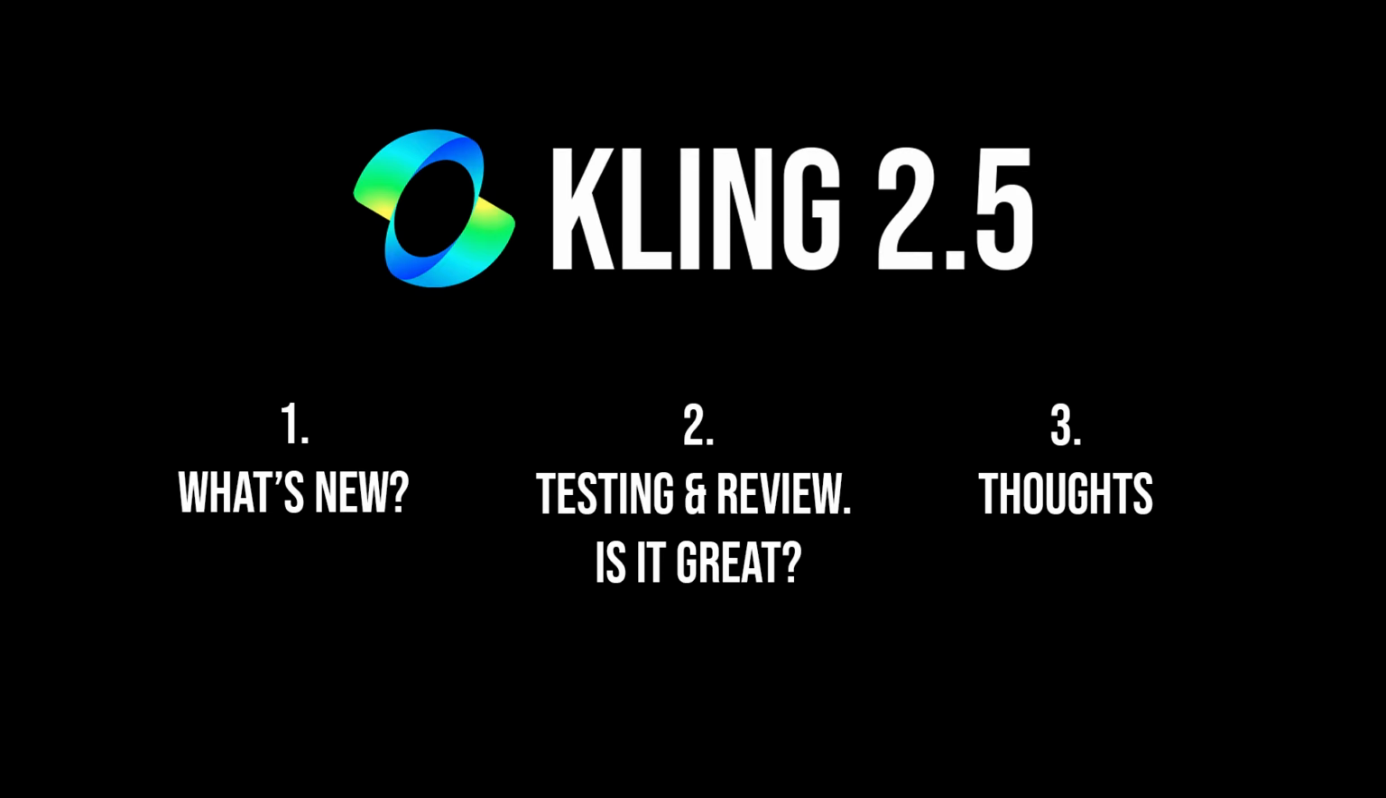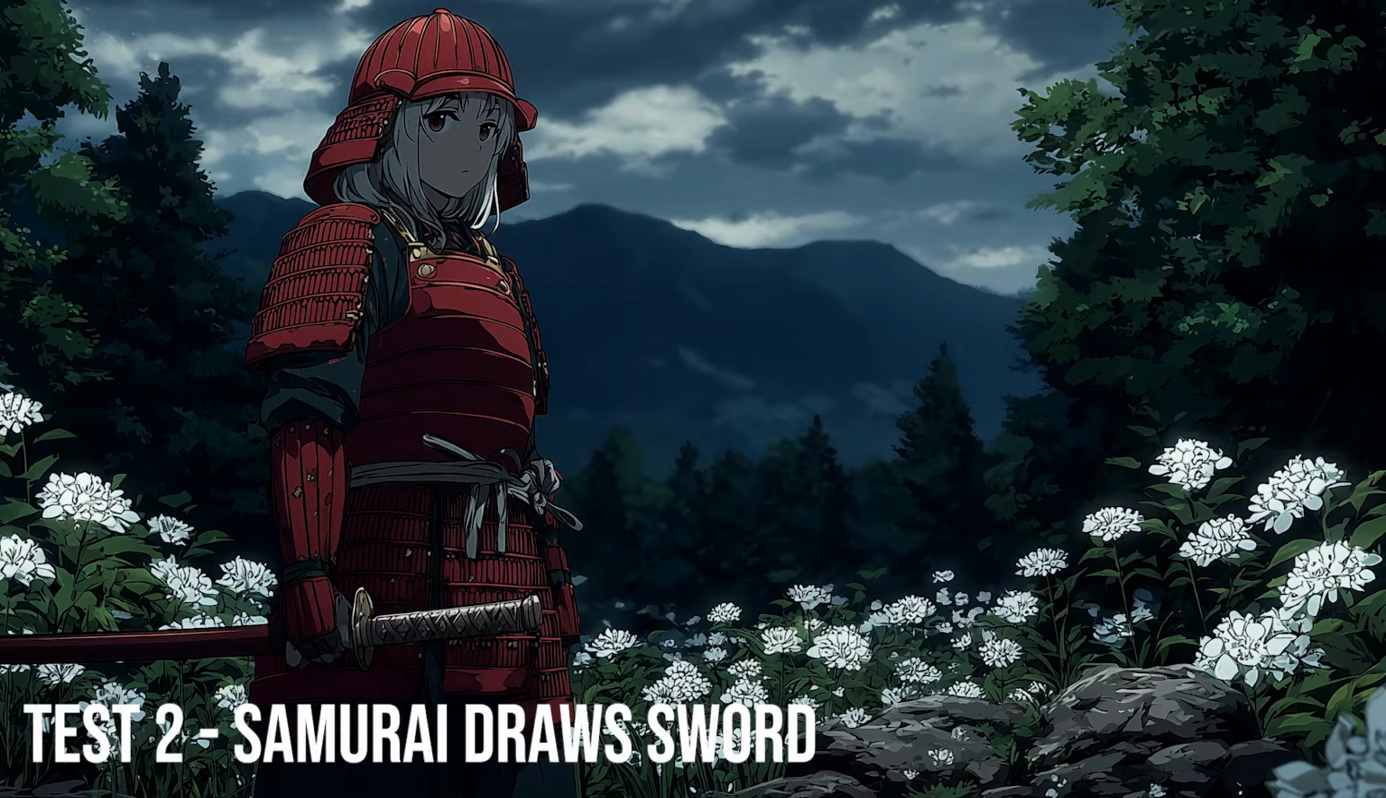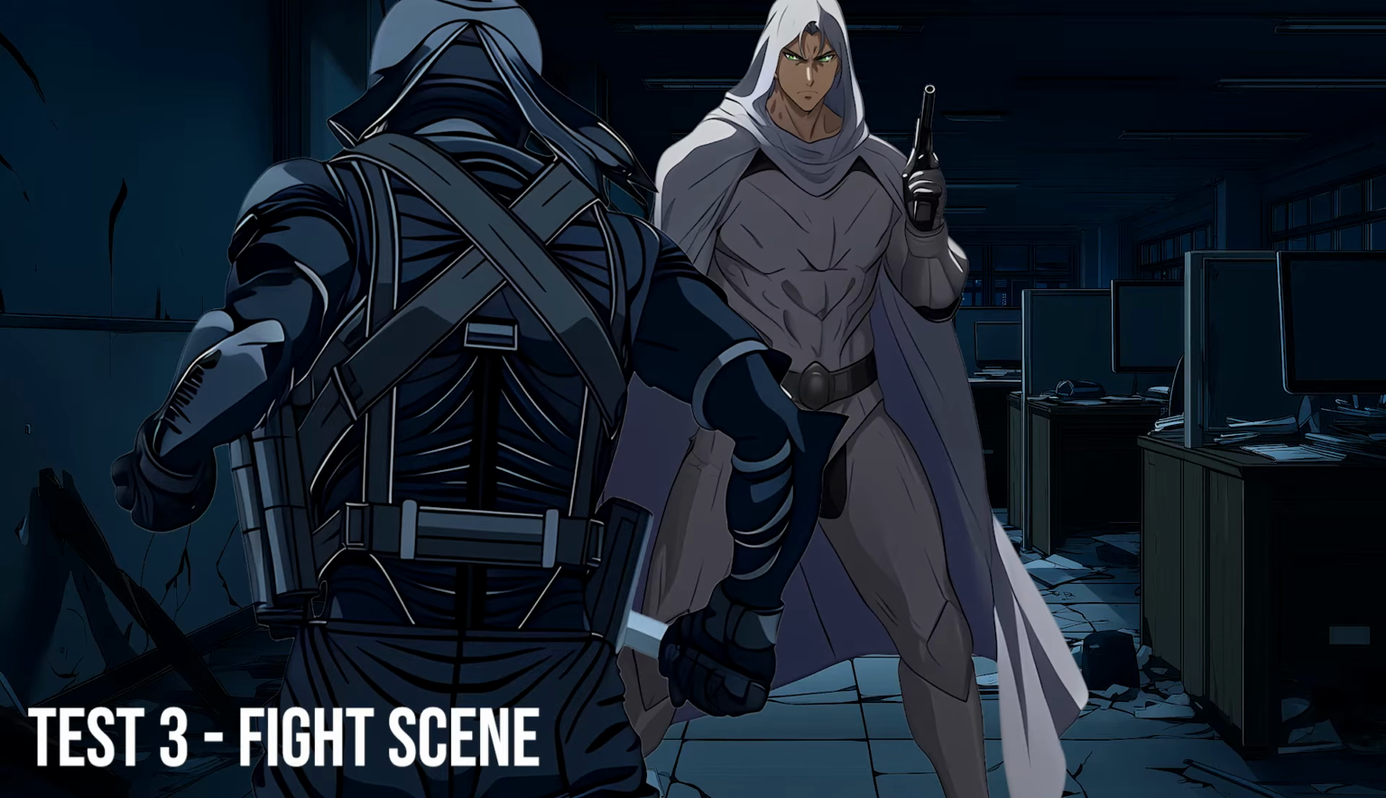So today, everyone, we're going to be looking at the latest iteration of Kling. What is it? What's new about it? And then we're going to be testing it across 3 specific images. How can 2.5 handle these 2 men sitting at the bar? How can 2.5 handle this samurai in red drawing her sword? And then finally, how can Kling 2.5 handle a fight scene from an anime episode that I created?